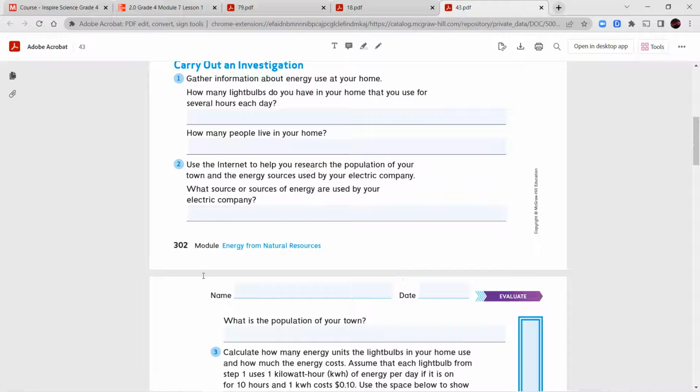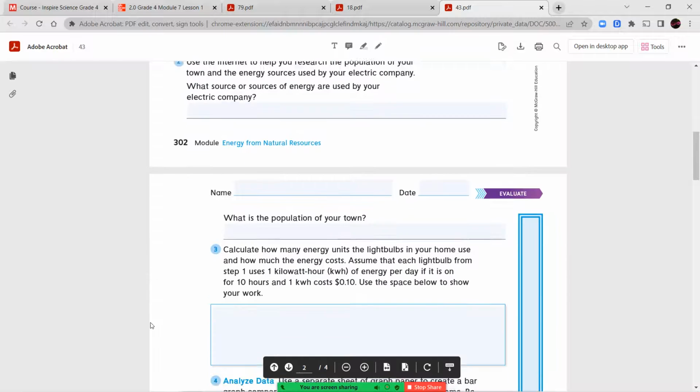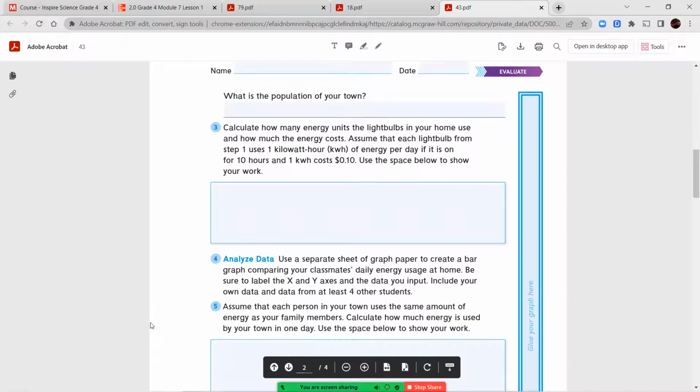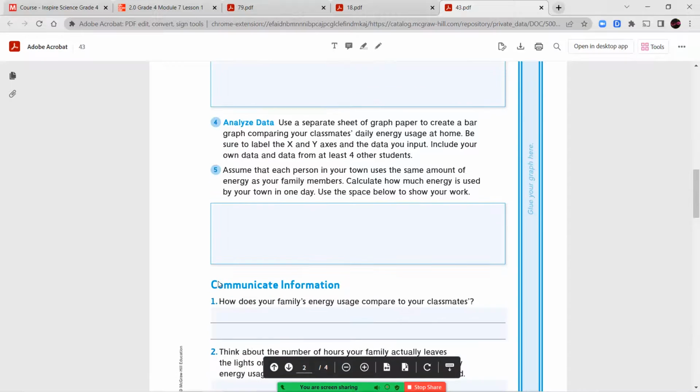What sources of energy are used by your electric company? What is the population of your town? Calculate how many energy units the light bulbs in your home use and how much energy costs. Assume that each light bulb from step number 1 uses 1 kilowatt hour of energy per day if it's on for 10 hours, and 1 kilowatt hour costs 10 cents. So you're going to use the space below to figure that out.